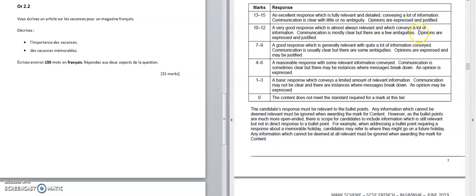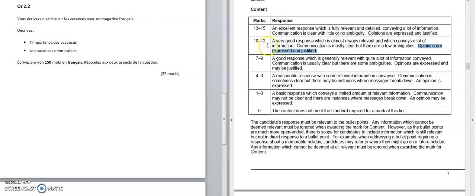And you'll notice that's also here in the 10 to 12 bracket as well, which means that if you don't have 2 justified opinions, you can only get 9 out of 15 for content, that one, the biggest section of the marks. So you're cutting 6 marks off straight away if you don't have 2 justified opinions. With this question, that is the one biggest thing you've got to remember to include.